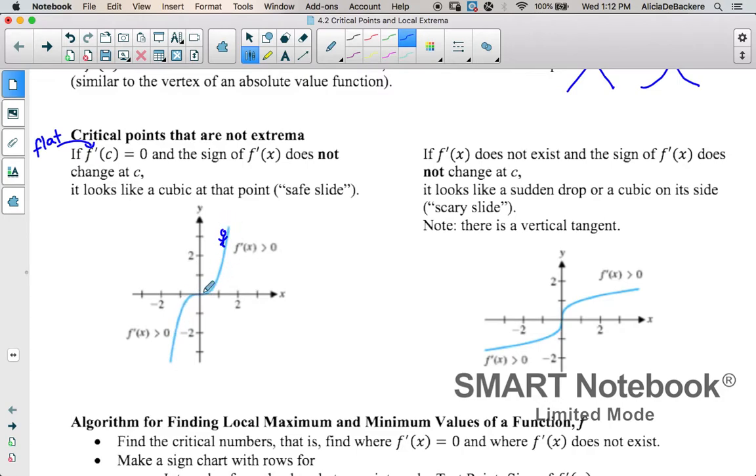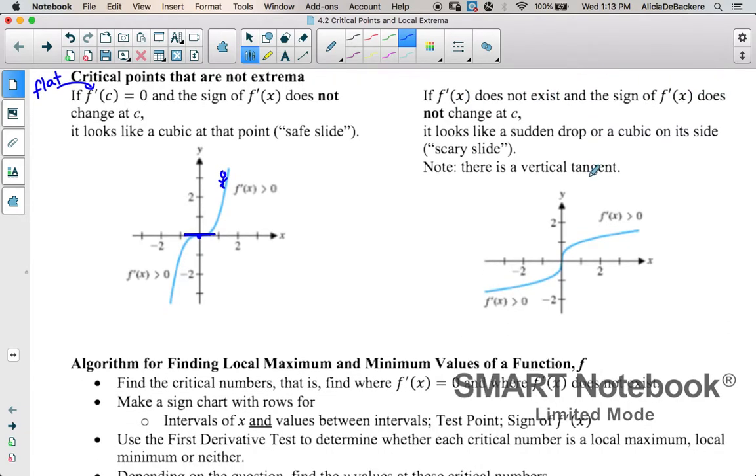And so that's when I have a horizontal tangent in the middle. And you can imagine that, right? If I were to draw the tangent in here, it's going to be a horizontal line. Now, sometimes the derivative does not exist, and the sign of f prime at x does not change sign at c. That's going to look like a sudden drop.